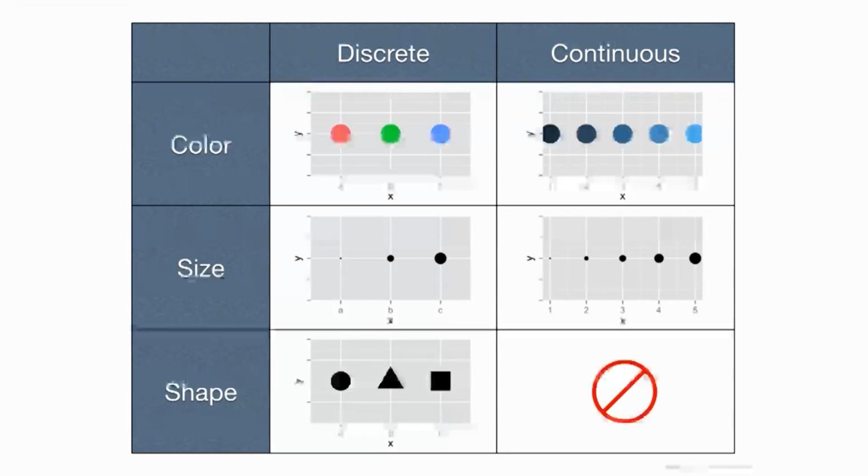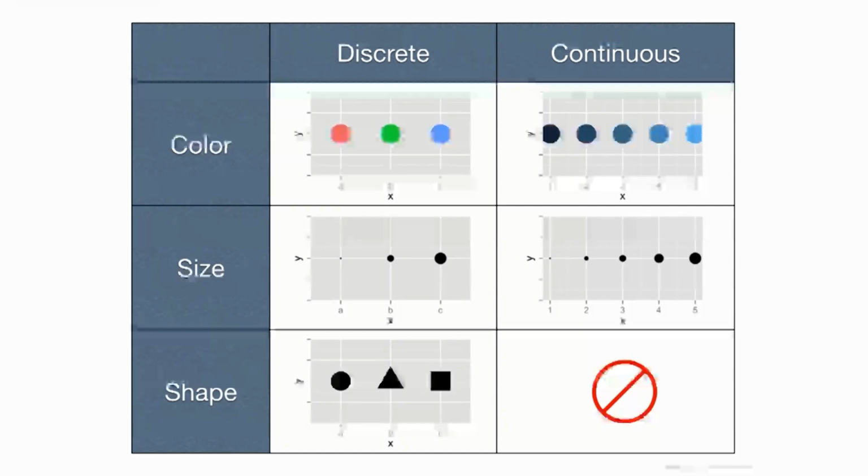If you map color to a continuous variable, then ggplot2 by default uses shades of the color blue. So your colors will start from a really dark blue, almost black, to a really light blue. If you don't like either of those color choices, you can change them, and I'll show you how to do those in the next video.